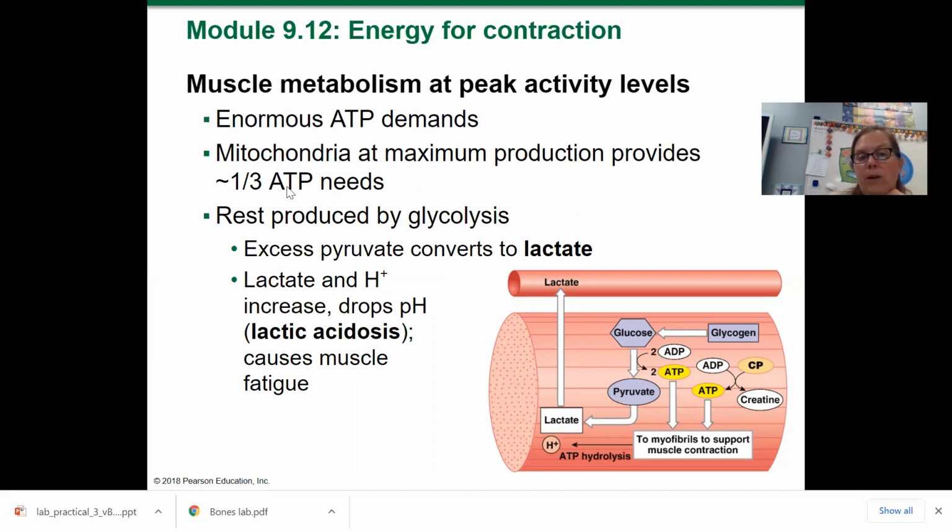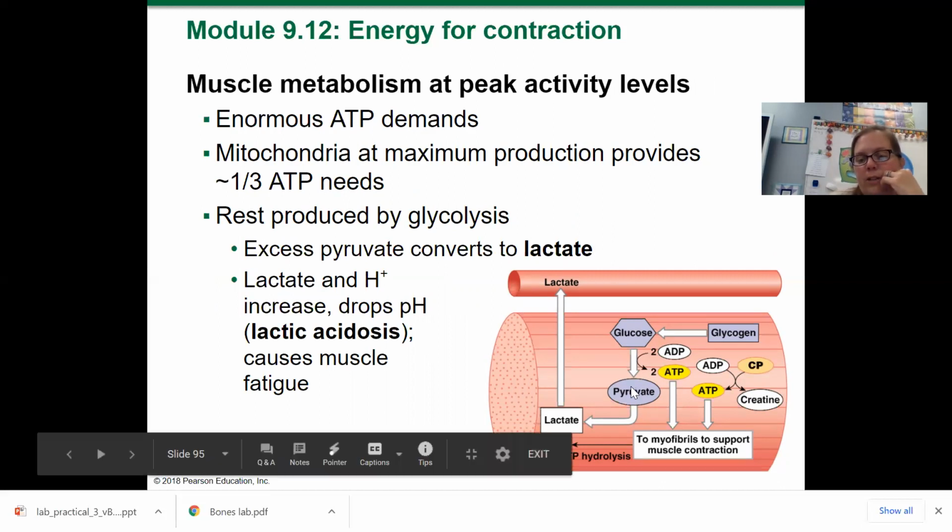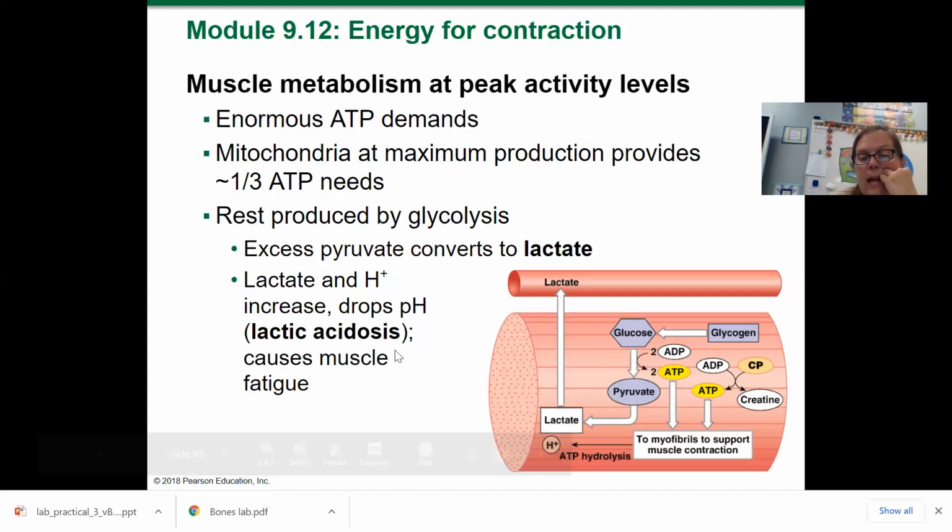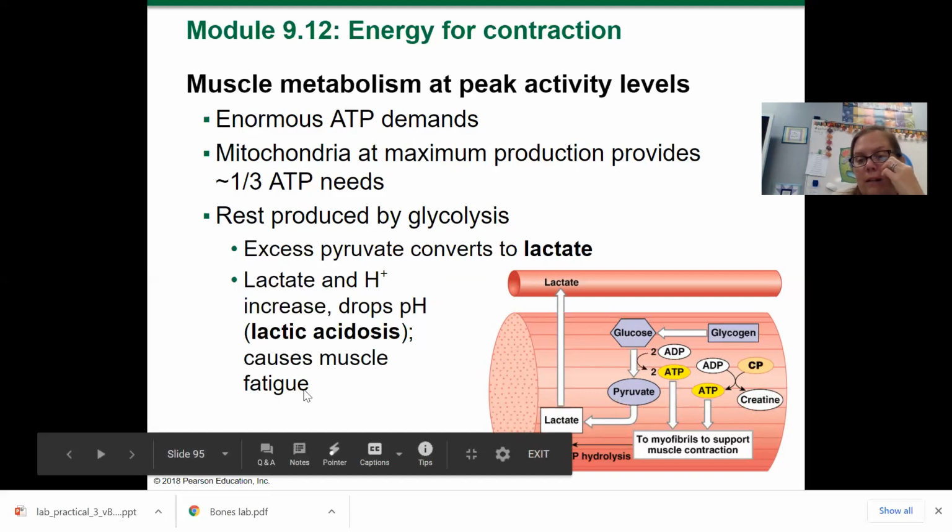At maximum, the mitochondria produce about 1/3 of the ATP needed. So that anaerobic fermentation is lactic acid fermentation. Glycolysis occurs, but that pyruvate is turned into lactate. And that lactate, or lactic acid, increases the H+, drops the pH, which is called lactic acidosis. And that's what causes muscle fatigue. So that lactic acid buildup slows us down. Nothing to worry about, the lactic acid is recycled in our liver.